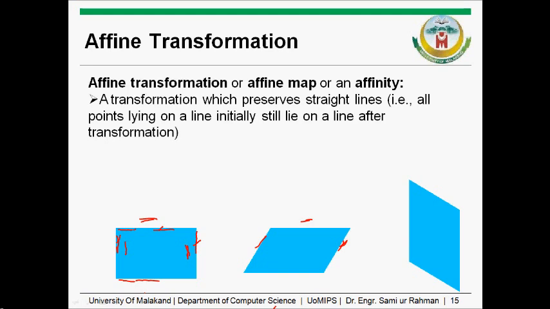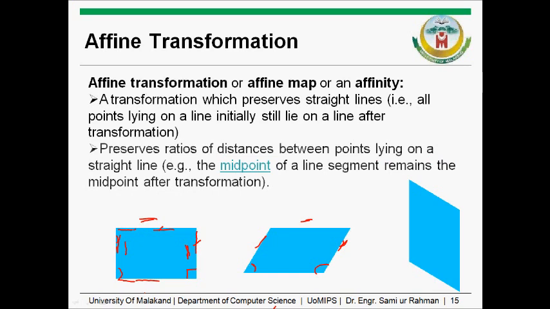Okay, the next point is angle. In affine transformation, the angles change. Okay, in translation or rotation, the angle remains constant, but in affine transformation, the angle changes. For example, here we have this angle which is a right angle, but here it's not a right angle, and similarly here the angle changes. Okay.